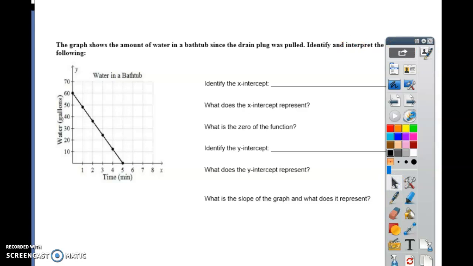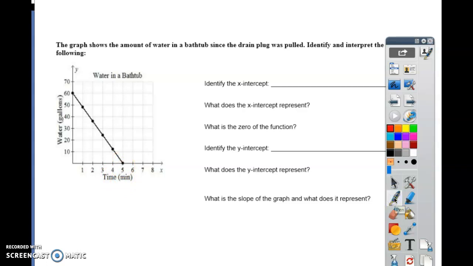So the water started here at how much? 60 gallons, okay? And then it went down, down, down, down, down until what? What happened here? It went to 0. There was no more water. Aquí se acabó el agua. Okay, so 5 minutes, all the water is gone, right?